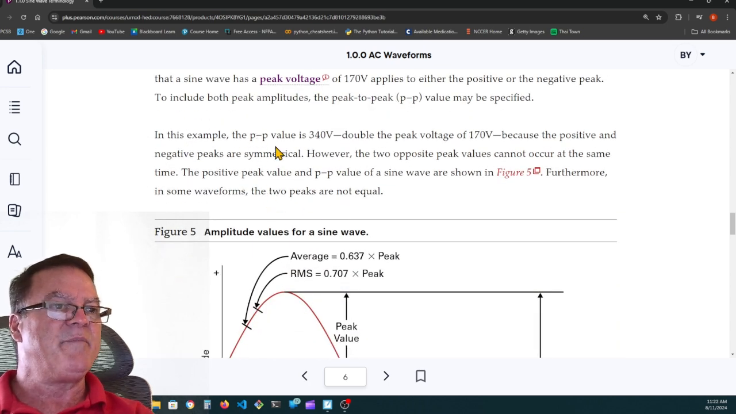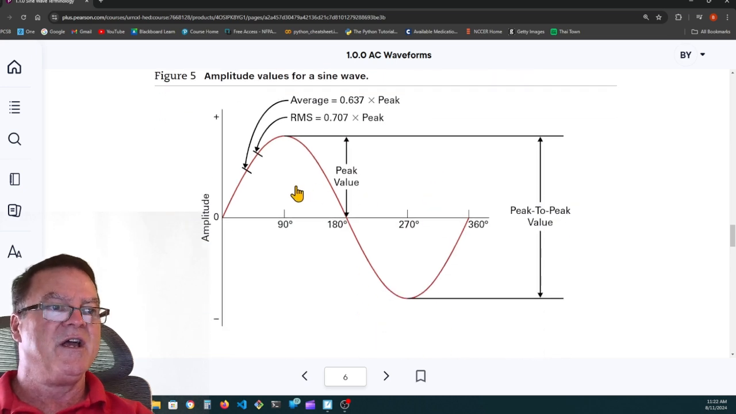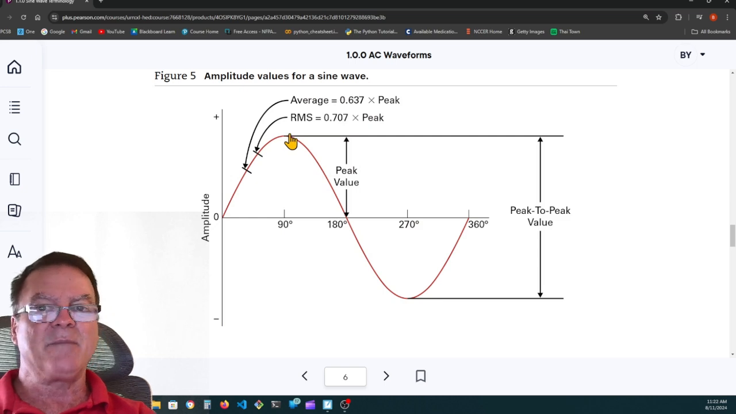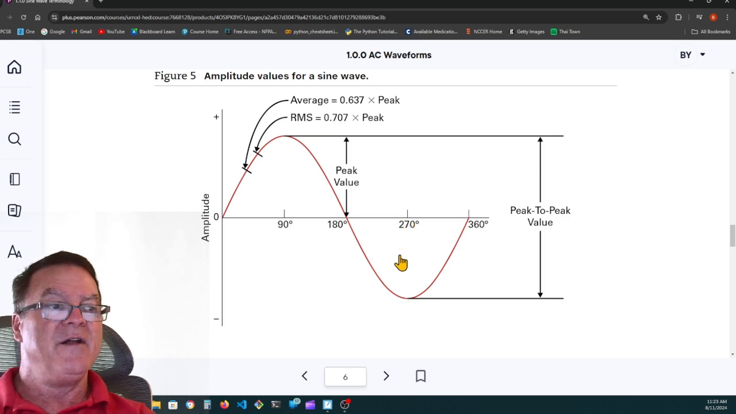In this example, the peak-to-peak value is 340 volts. You just double the peak voltage. So here they're saying from 0 to the highest peak in the positive amplitude is 170 volts. And I want you to understand, this is not a valley, this is a peak. This is the negative peak.